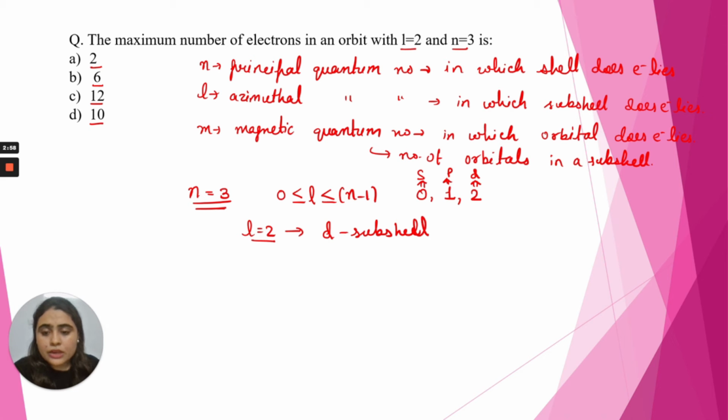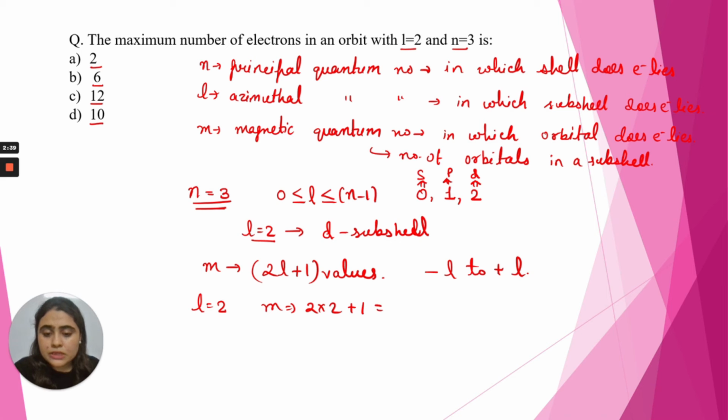For a given value of L, the magnetic quantum number will have 2L plus 1 values, ranging from minus L to plus L. So here the L value is 2, so M will have 2 into 2 plus 1, that means 5 values. Its range is from minus 2 to plus 2: minus 2, minus 1, 0, 1 and plus 2.